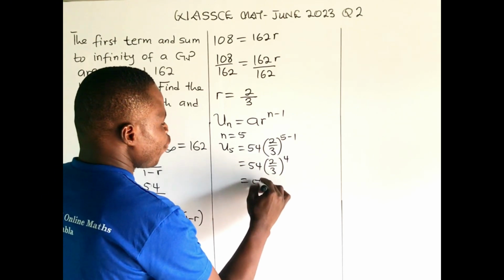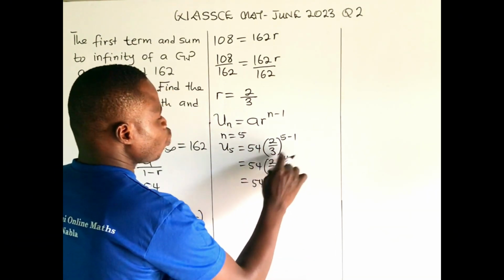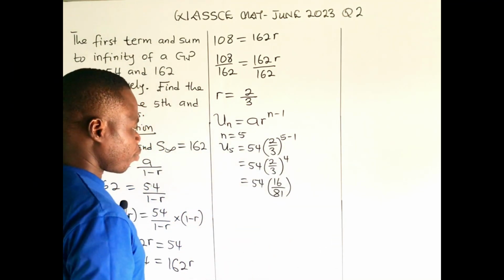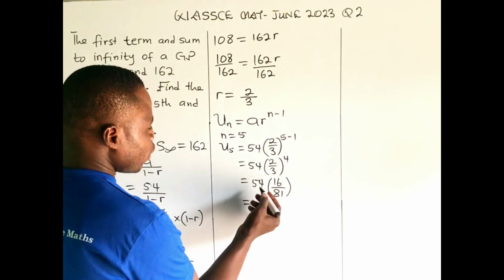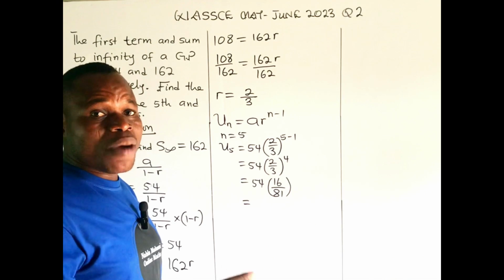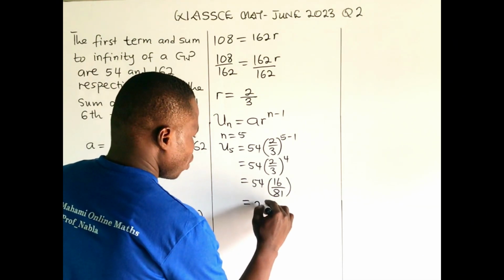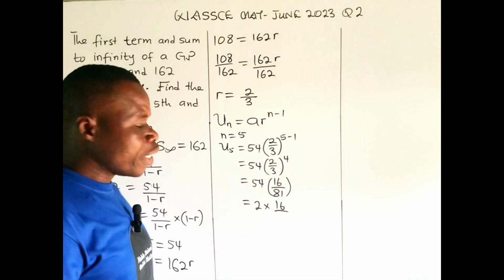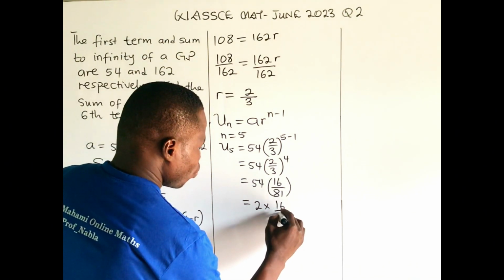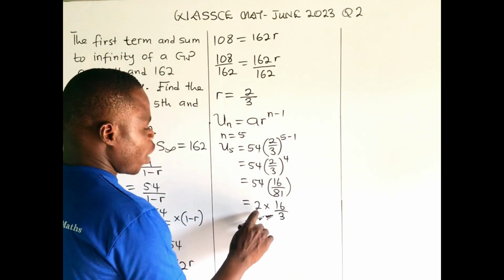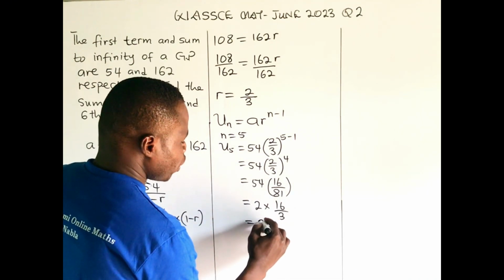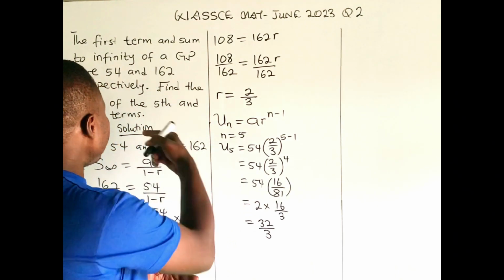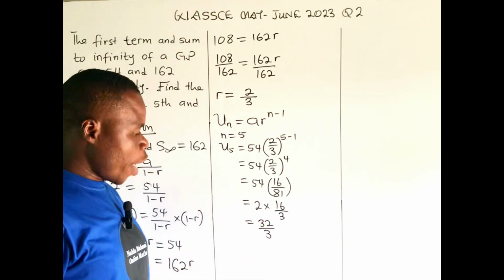Then this will give me 54 into 2 to the power 4, which is 16, over 3 to the power 4, which is 81. To continue, you can see that 27 can go into 54 how many times? 2 times. Times 16 over, 27 will go into 81 how many times? That will be 3 times. So I'll have 3 here. And finally, I will have 2 times 16, which is 32 over 3. So that means that the fifth term for this GP is 32 over 3.